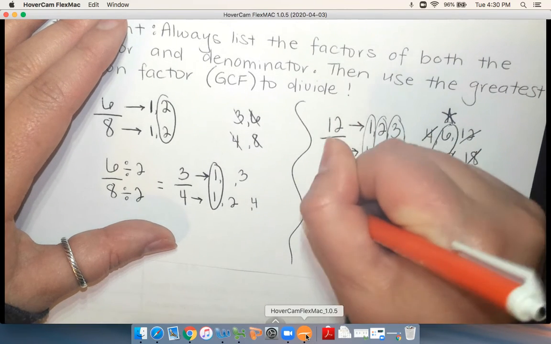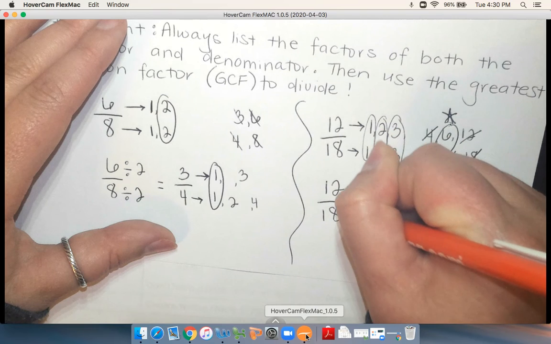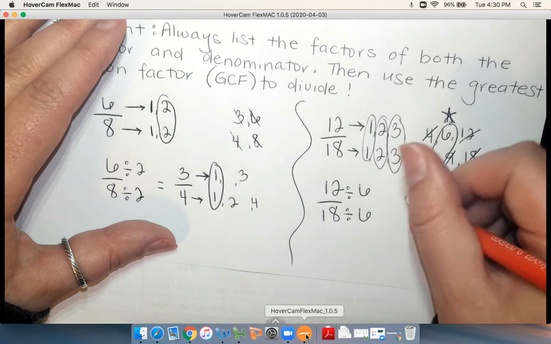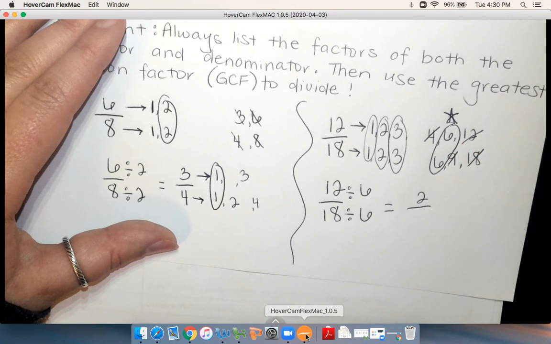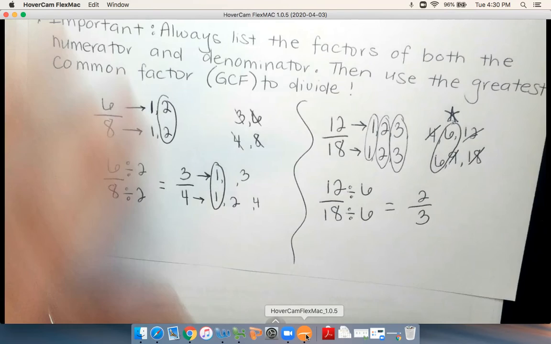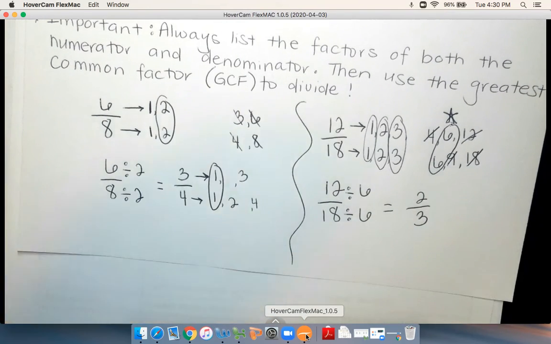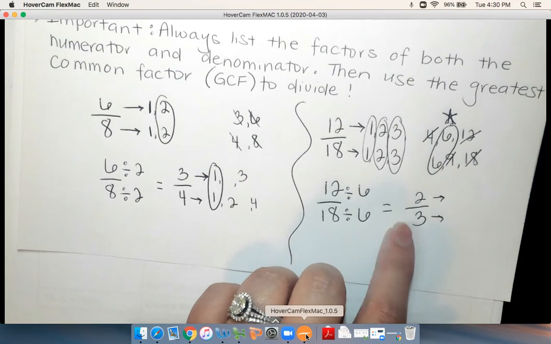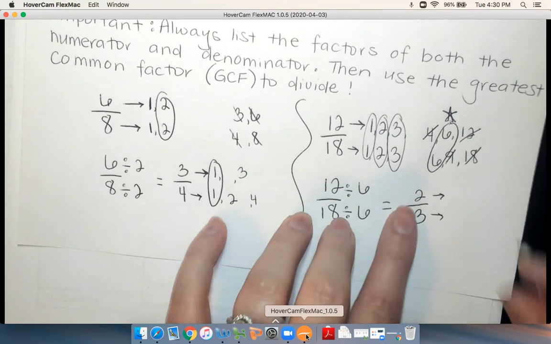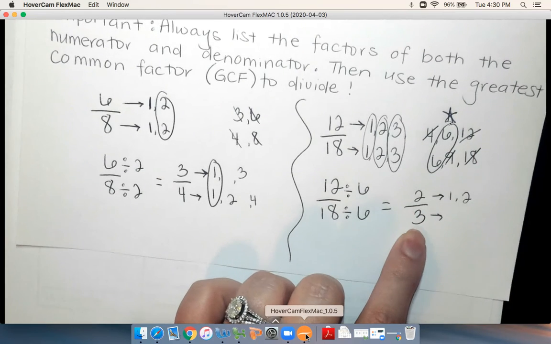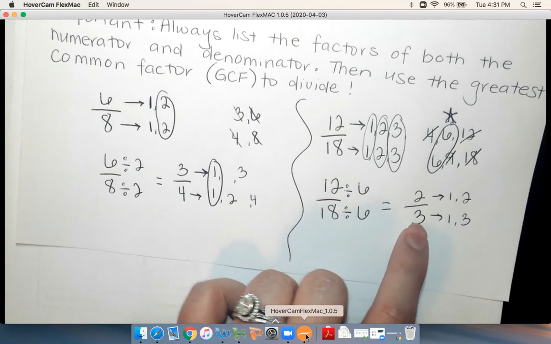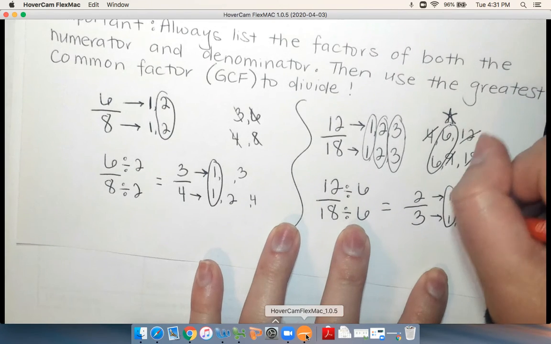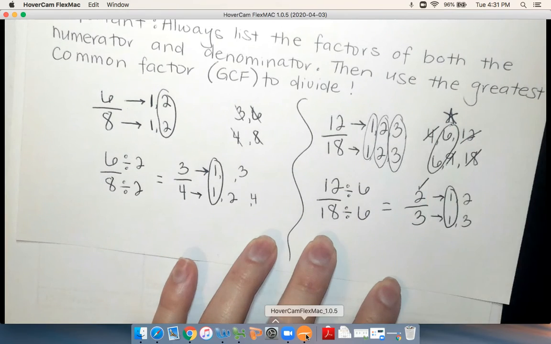So I'm going to rewrite the question, 12/18, and I'm going to divide both my numerator and my denominator by 6. 12 divided by 6 is 2. 18 divided by 6 is 3. So the equivalent fraction in simplest form is 2/3. And I can check my work by making sure that the only factor they have in common is 1. So the factors of 2 are 1 and 2. The factors of 3 are 1 and 3. There are no other numbers that multiply together to make 2 or 3 besides 1 and 2, and 1 and 3. So their greatest common factor is 1, which means this is in simplest form.